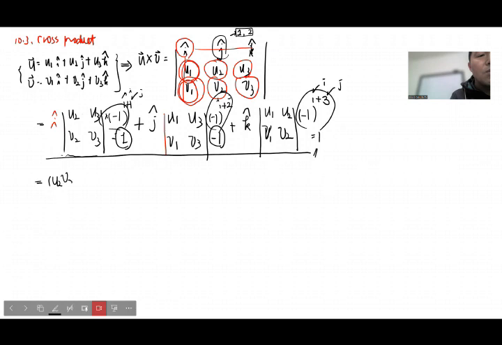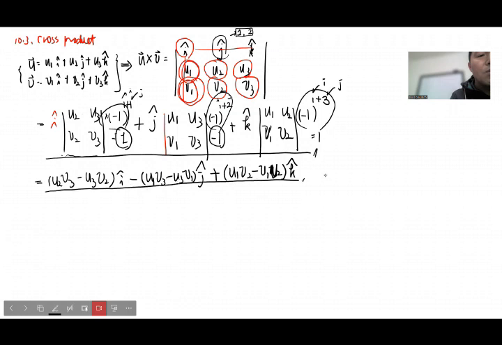The V3 minus U3 times V2, I, minus U1 times V3 minus U3 times V1, J, plus U1 times V2 minus V1 times U2, the K. That is the full algebraic expression of the U cross product V vectors. So that is the resulting cross product vector.